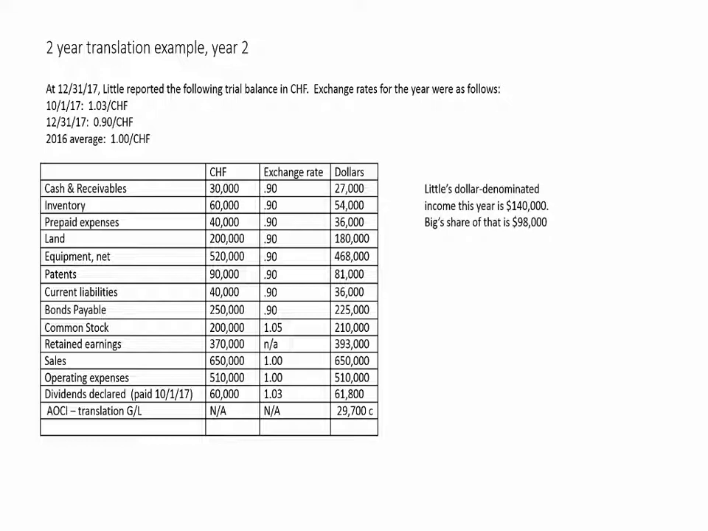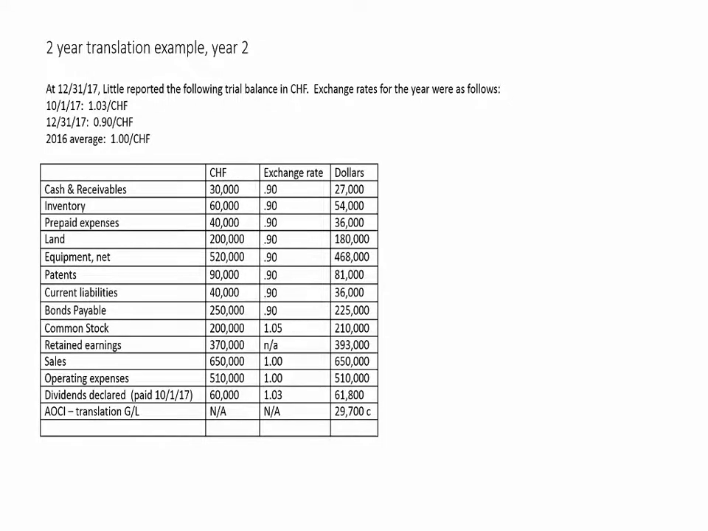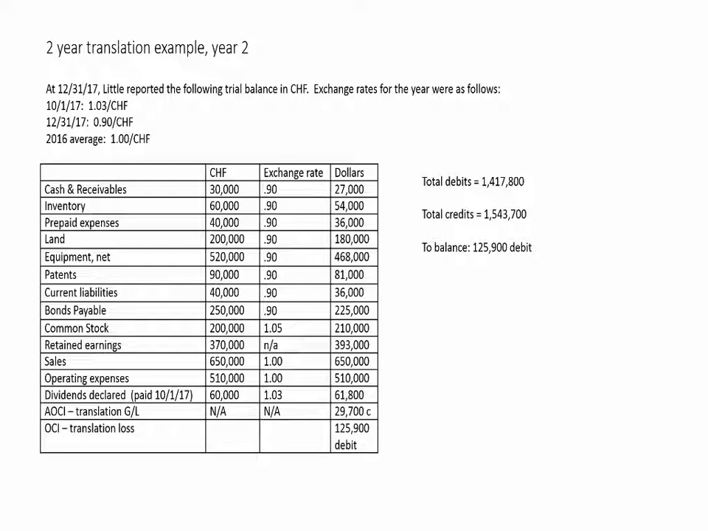Okay, again, just as a note, Little's dollar-denominated income this year is $140,000, $650,000 in sales, less $510,000 in operating expenses. Big's share of that, 70%, will be $98,000. So we go ahead and add up all of our debits, $1,417,800 in debits. Add up all of our dollar value credits, $1,543,700. And so to get this thing to balance, we need a sizable debit of $125,900. And so that will be a translation loss this year.